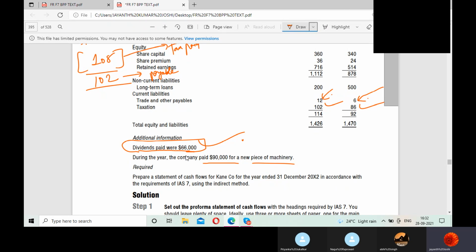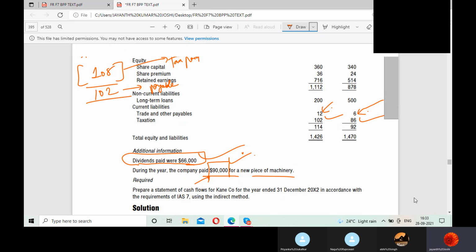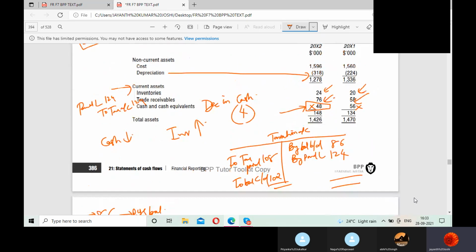They are giving you some additional information that the company paid this much for new machinery. That means there has been some purchase of machinery, correct? So we will see altogether, like we will adjust this, and we will see what are the changes in the non-current asset account, and we will see what has really happened at the end of the year. Okay. So now let's go ahead and see what are the balances given in the non-current asset account. So we are discussing about this.